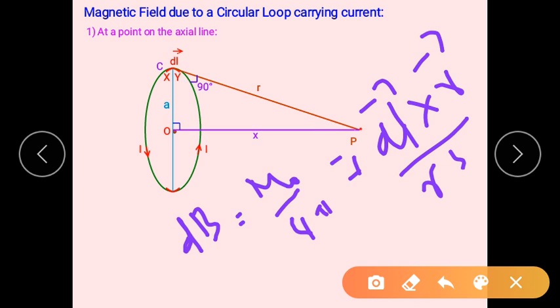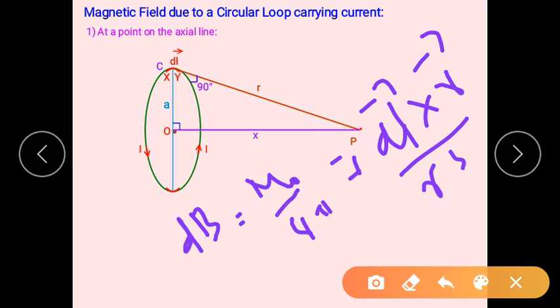Since this equation contains a cross product dl cross r, the direction of dB will also be the direction of dl cross r. The direction of the magnetic field dB, due to small element xy, will be in the direction of dl cross r. So first let us find out the direction of dl cross r and mark the direction of dB in the figure.